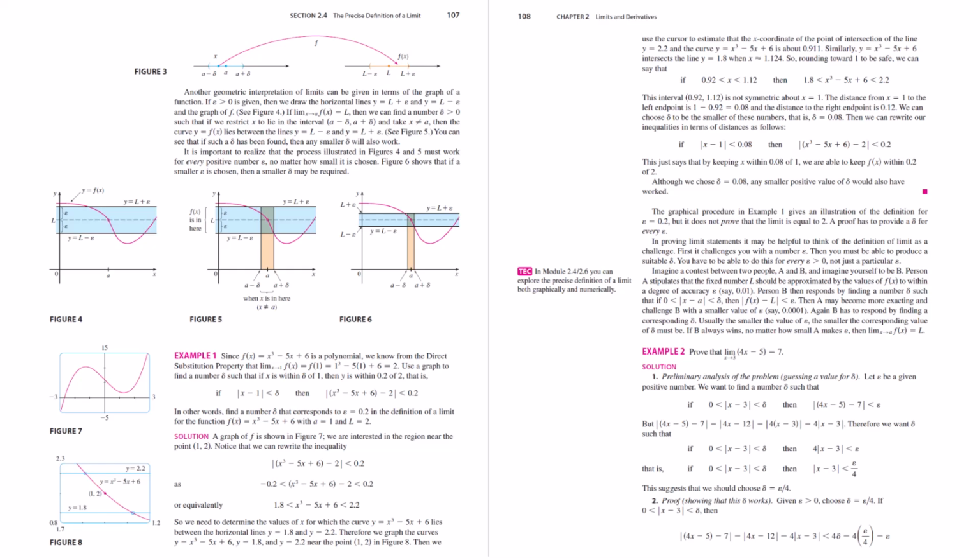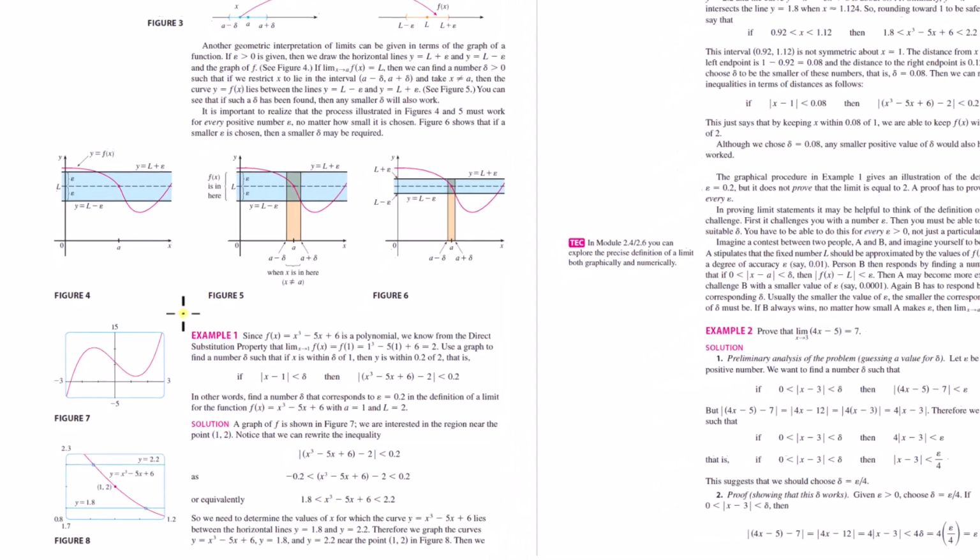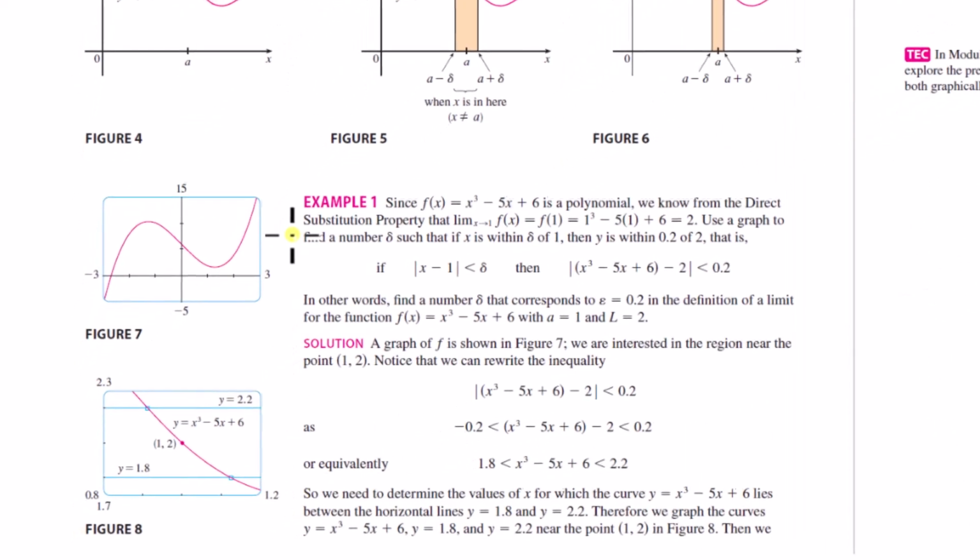But the definitions of one-sided limits and infinite limits are just offshoots of what we learned in the previous video. So just simple extensions of the precise definition of the general two-sided limit. So, okay, let's look at this example 1 here.